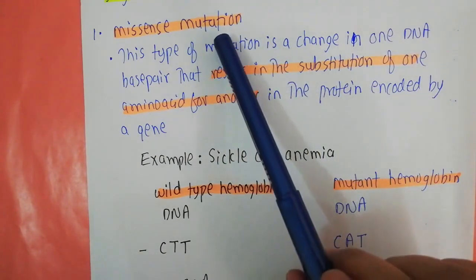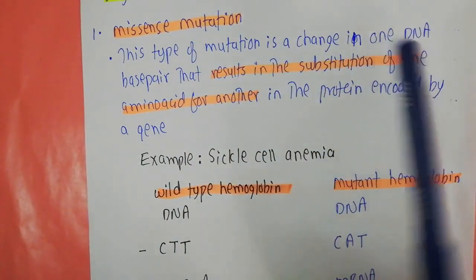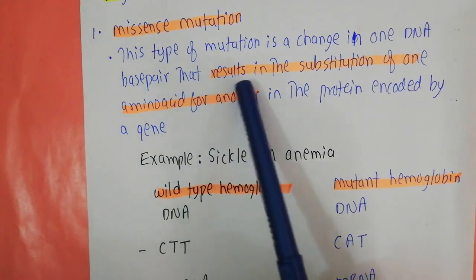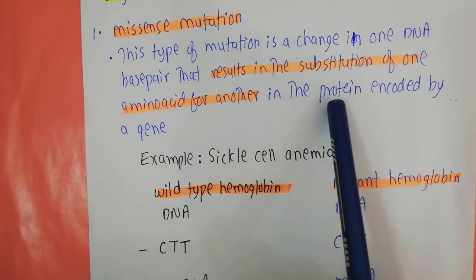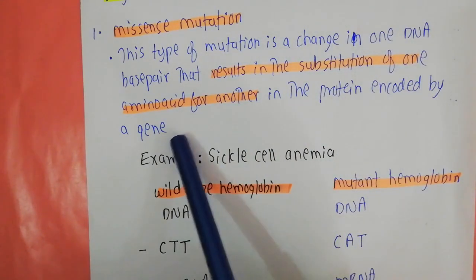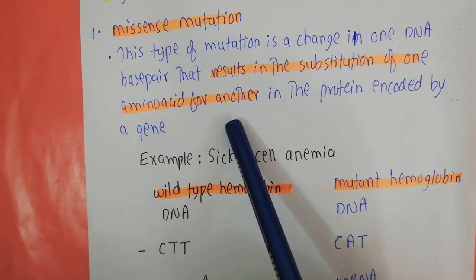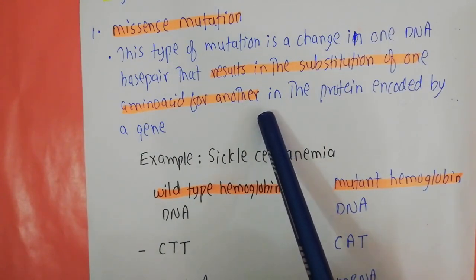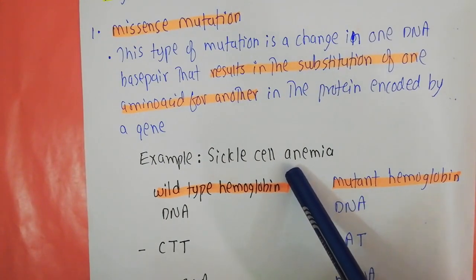When you talk about the missense mutation, this type of mutation is a change in one DNA base pair, because we are talking about a single nucleotide base. That results in the substitution of one amino acid for another in the protein encoded by a gene. There is a single nucleotide base change, and that base change is going to change one amino acid to another. So for an example of the missense mutation, sickle cell anemia is a very good example.